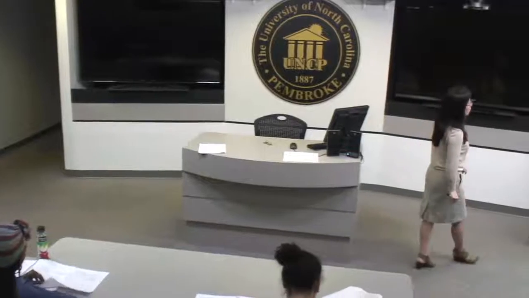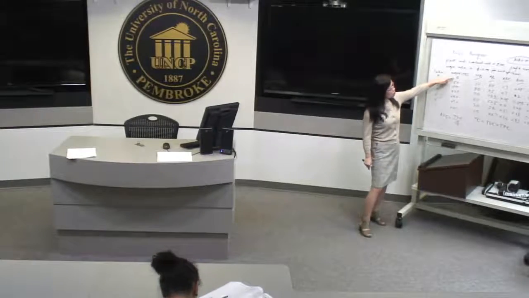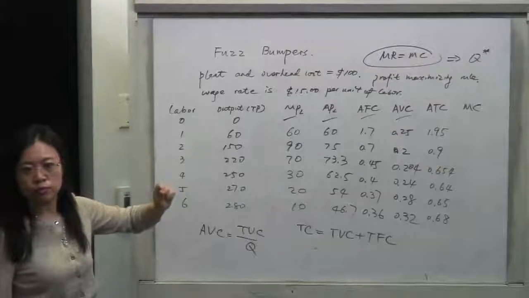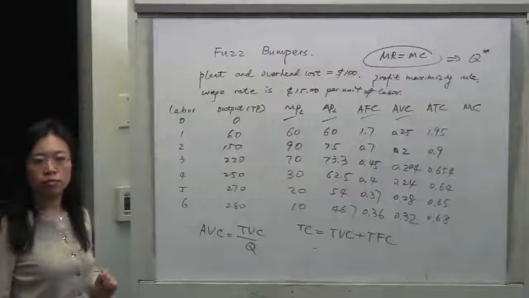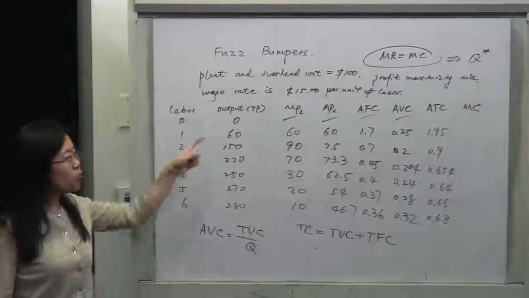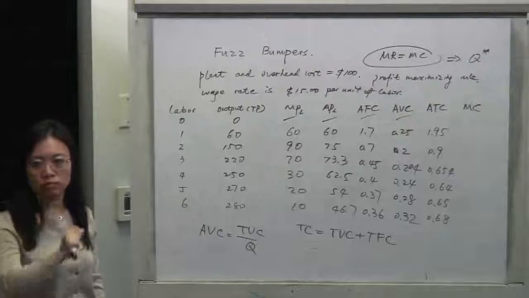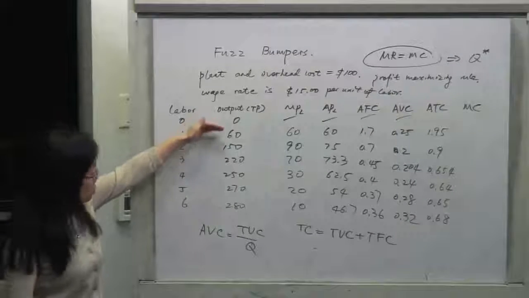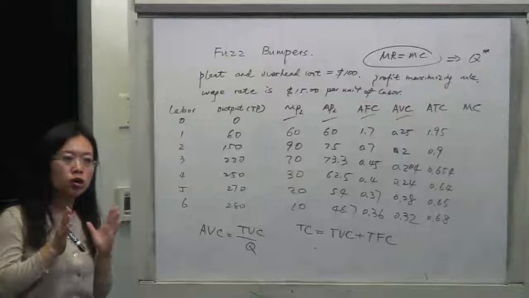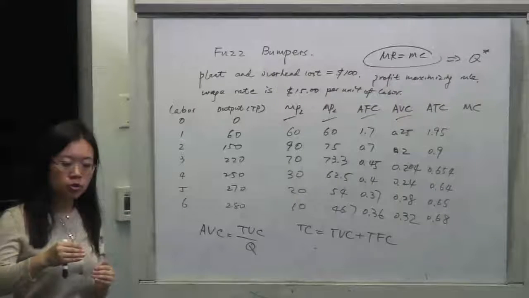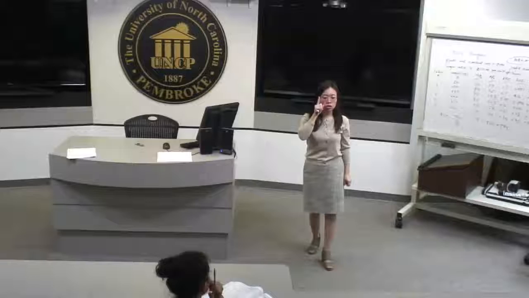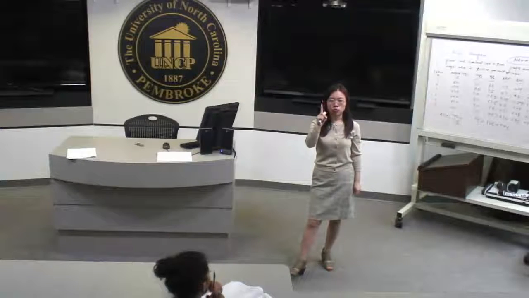Okay? Now let me ask you here. From here to here, how much more output did you produce? 60. So you produce 16 more units. You know how much total cost has increased from here to here, right? But that is the increase in total cost when you produce 16 more units. But marginal cost is the increase in total cost when you produce 1 more unit.